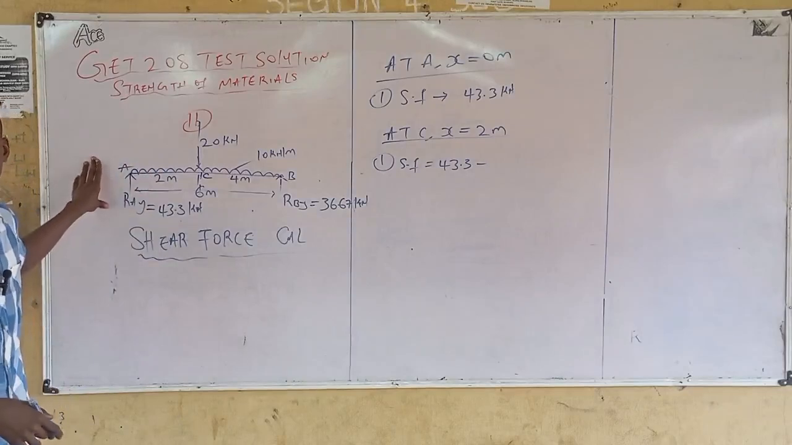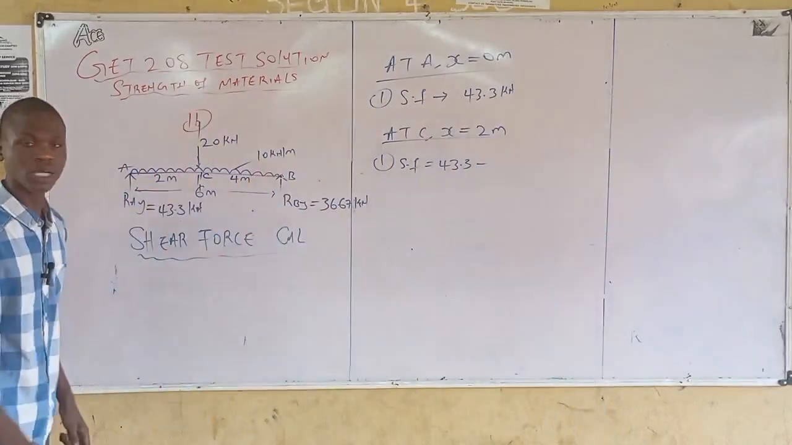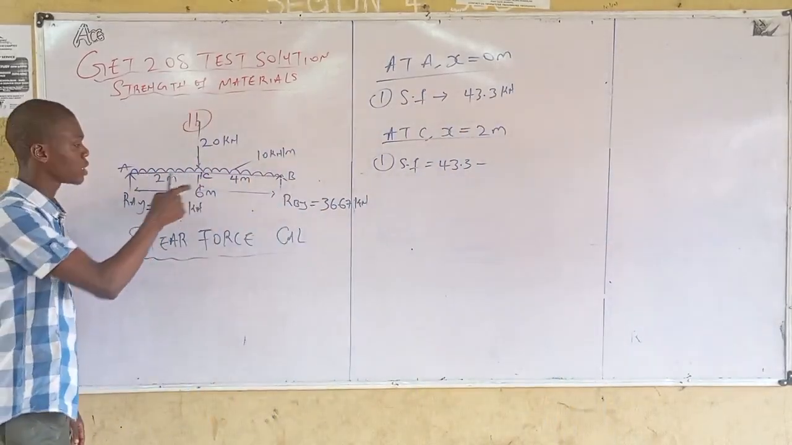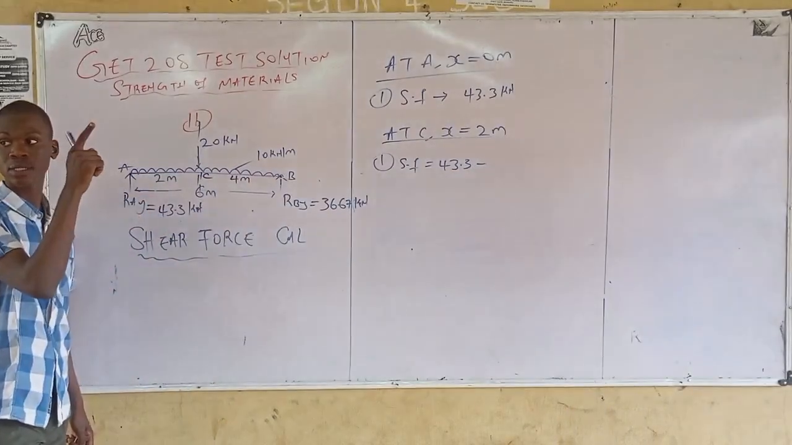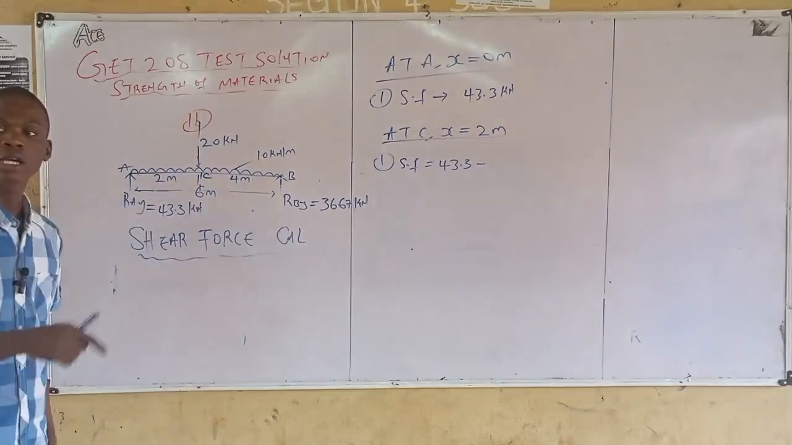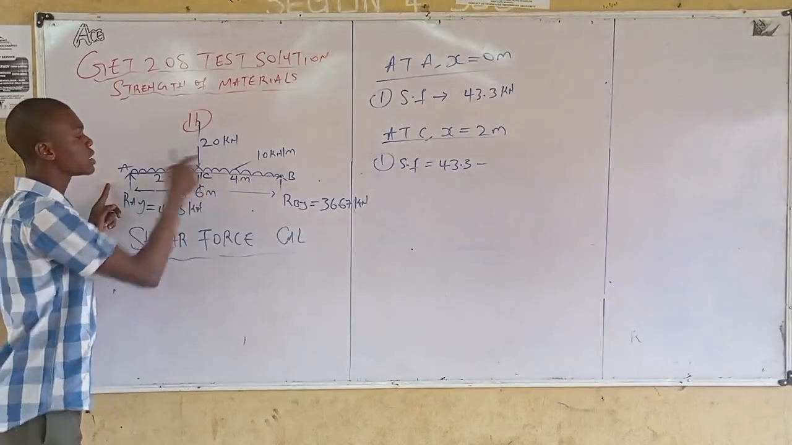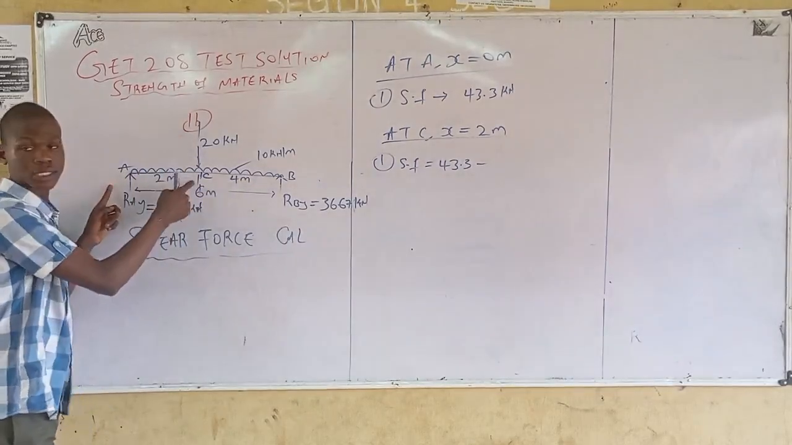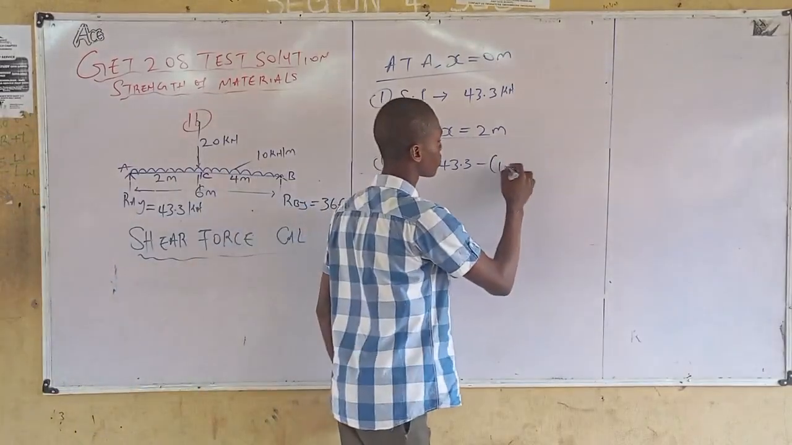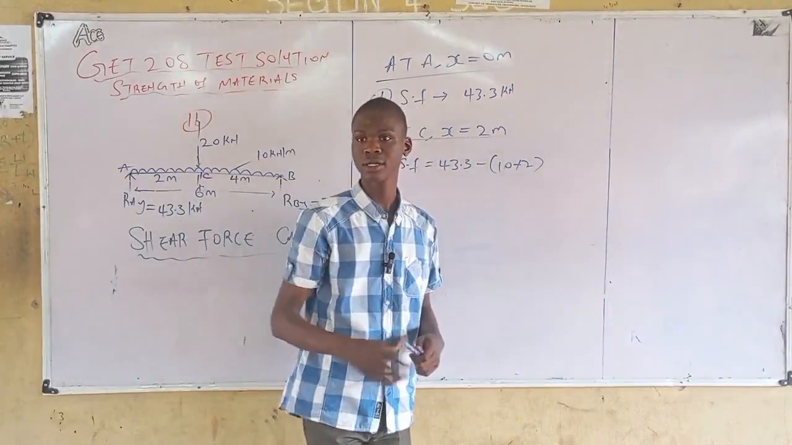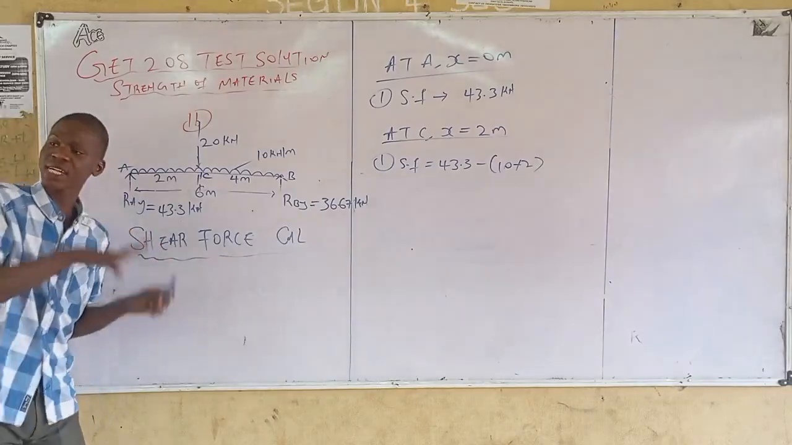10 times. Are we clear? Do you understand that part? 10 times 2. Why is it 2? Because on point C, the distance is 2 now. It is 2 and not 6. Do you understand? Just like for every point you have, it is the distance of that point you should consider. For this U.D.L, we know that the intensity remains 10 and the distance is what? 2, meaning 10 times 2. You understand? It is minus because it is acting downward.